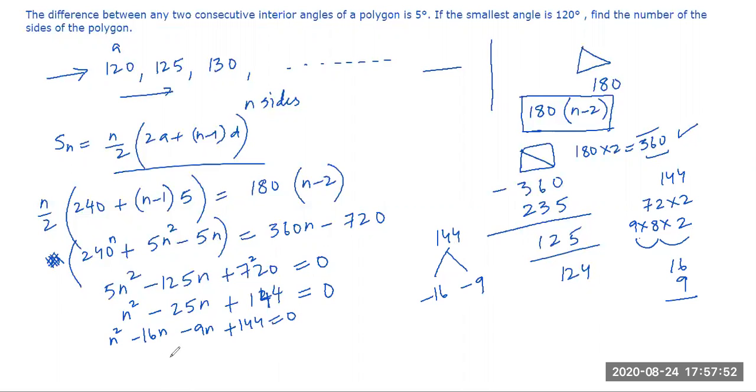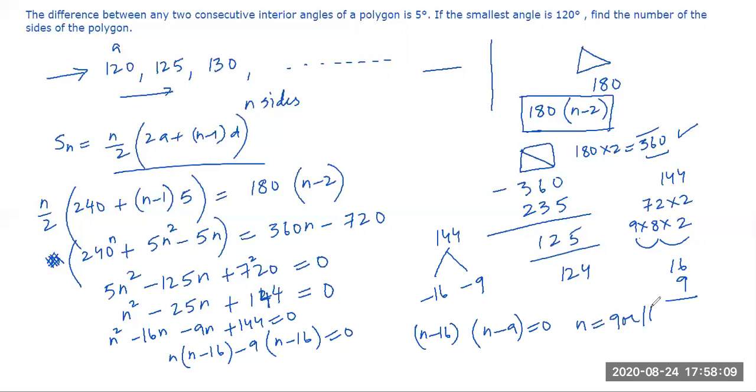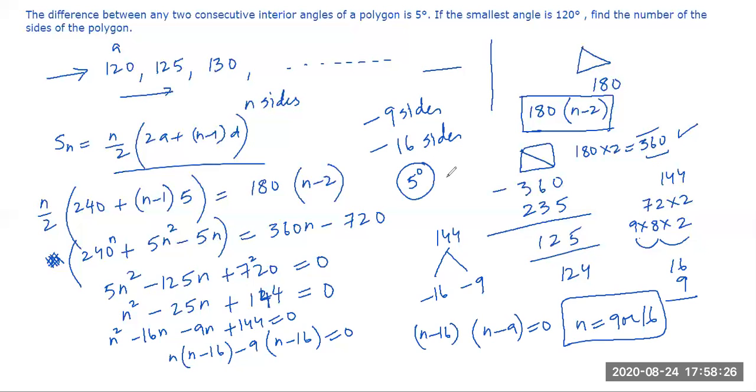Am I right, Ishma? We take n common, n minus 16. Take minus 9 common, n minus 16 is equal to 0. So you get n minus 16 into n minus 9 is equal to 0. So guys, n is either 9 or 16. We got the answer. So the polygon may have 9 sides or 16 sides. You can verify the difference of the angles will always be 5 degrees.